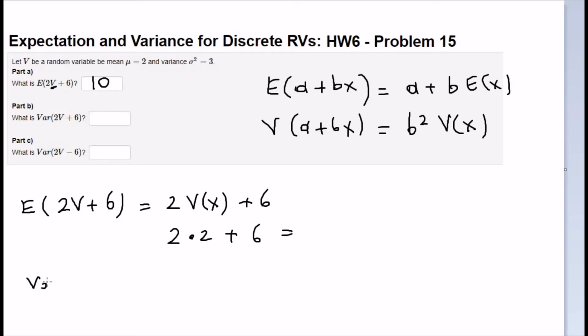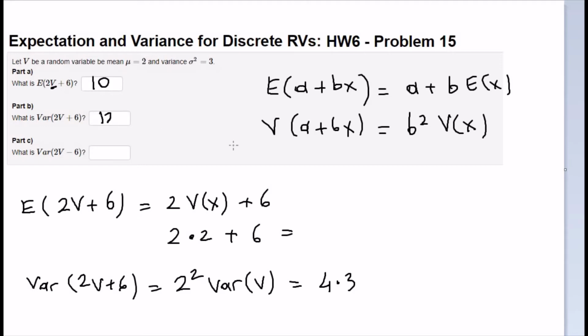For variance, instead of 2v, you can consider it as 2x. The variance of 2v plus 6 is equal to 2 squared times the variance of v or x, whatever variable you consider. So it's going to be 4 times 3, 12. Variance is given here. And this is the same because that constant has nothing to do.